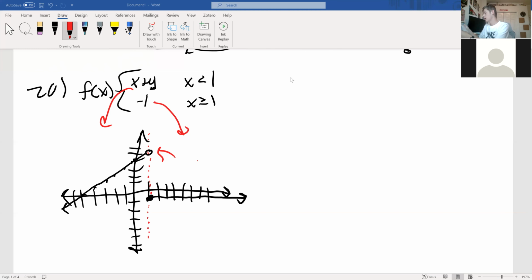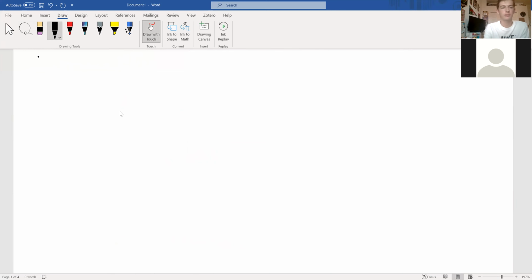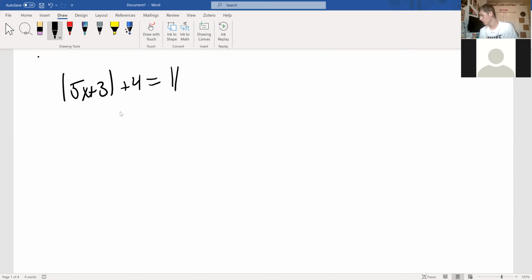That's a good one. Yeah, so it just says solve the absolute value. So solve the absolute value. Plus 4 is equal to 11.